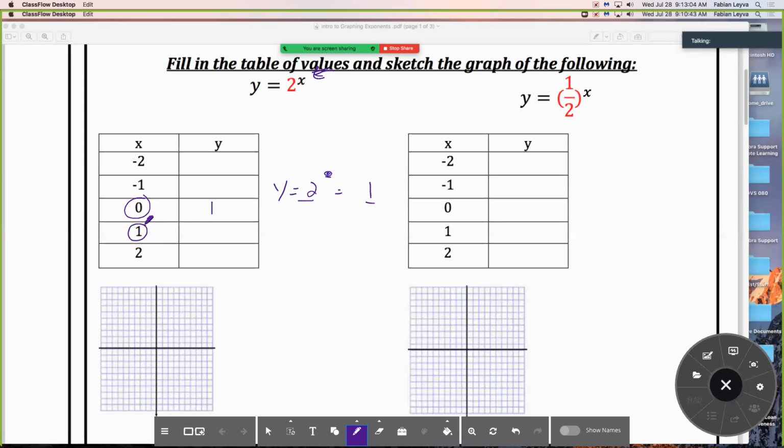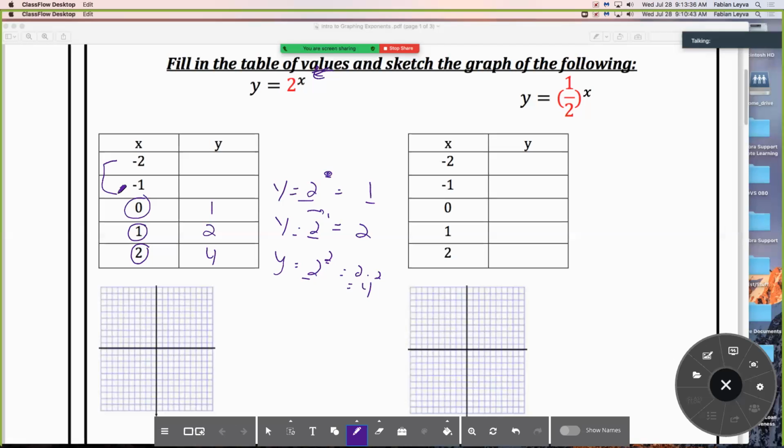Let's go ahead and plug in our 1 now. So y is going to be equal to 2 raised to the 1. What exponentials are really telling you to do is to multiply the base that many times. So I'm going to multiply 2 by itself 1 time, which sounds kind of awkward, but it really is just itself. So 2 raised to the 1 is just 2. Let's plug in our value of 2. So notice we have 2 raised to the 2, which is just 2 times 2, which equals a positive 4.